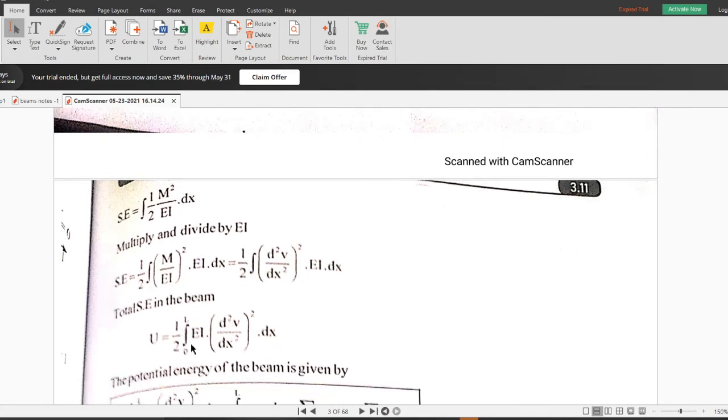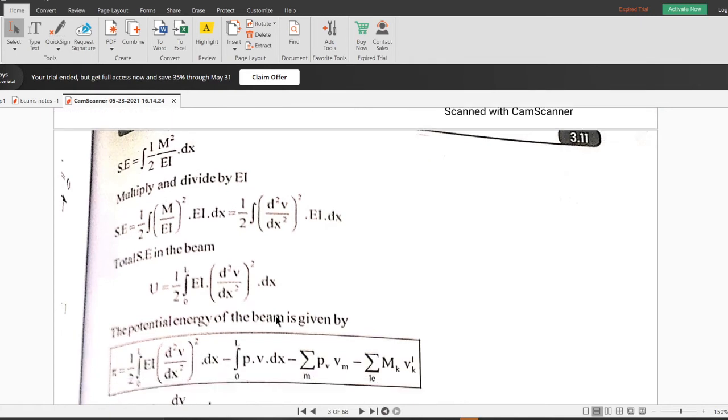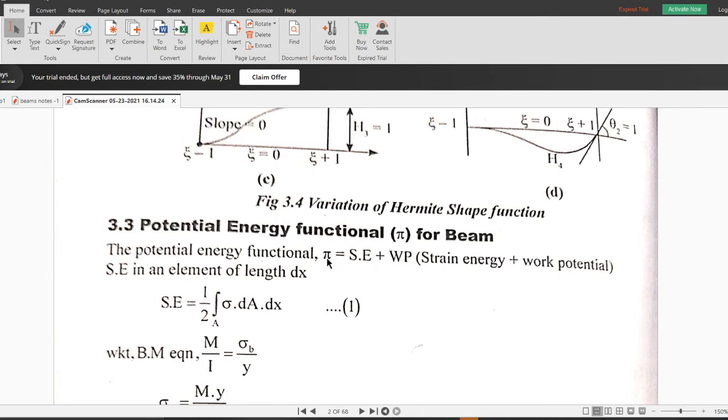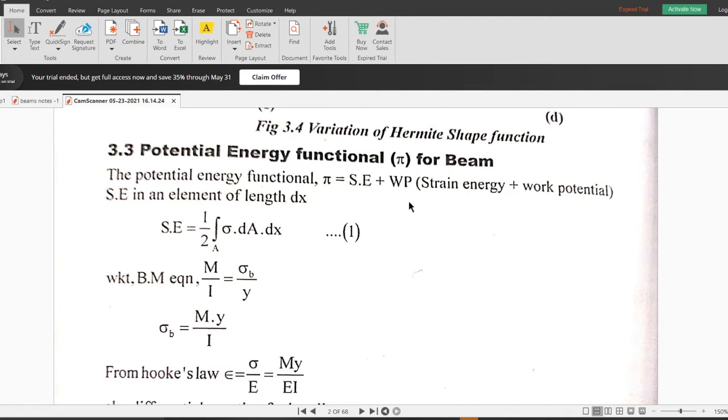Therefore the total strain energy becomes half of EI into the integration of (d²v/dx²)² into dx. So we got the strain energy. Finally, what do we want? Work potential. The potential energy function, phi, is what we want. For that we need strain energy plus work potential.